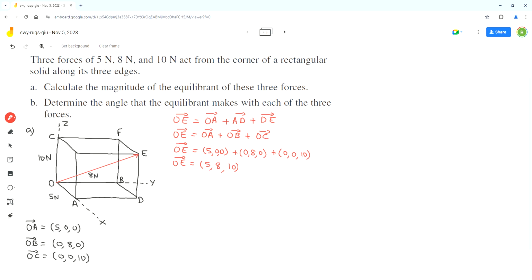Now we can find the magnitude of this resultant. For that, we have to square the components, add them and apply square root to the sum. Now we can evaluate the squares. So 5 squared plus 8 squared plus 10 squared is equal to 189. And the square root of 189 is equal to almost 13.75.